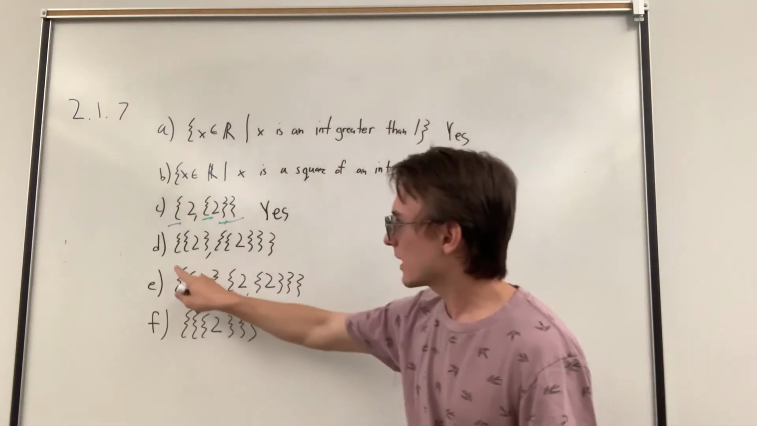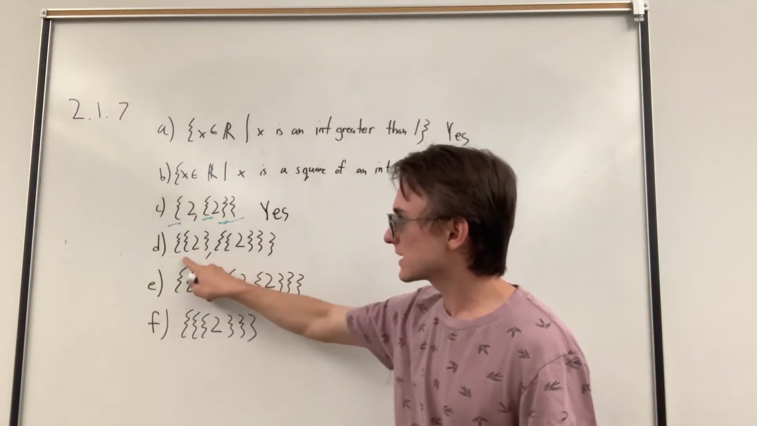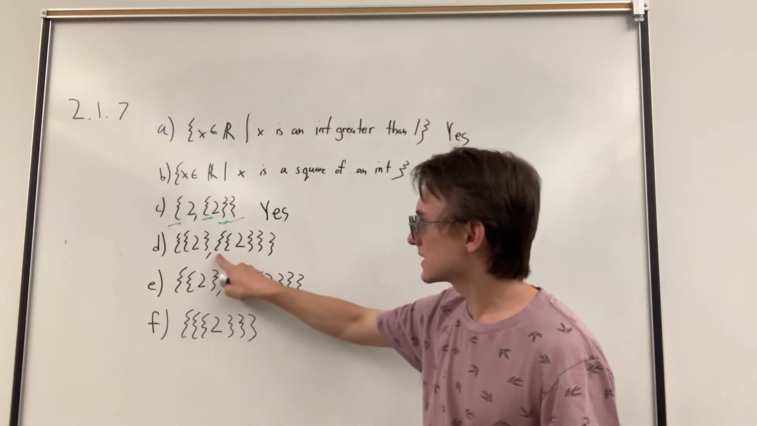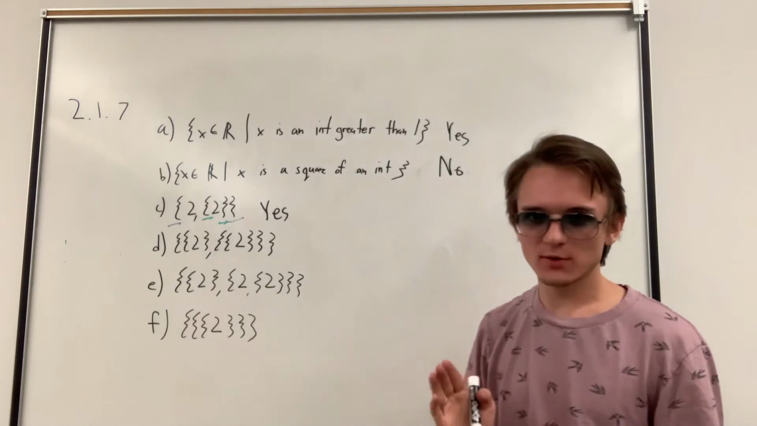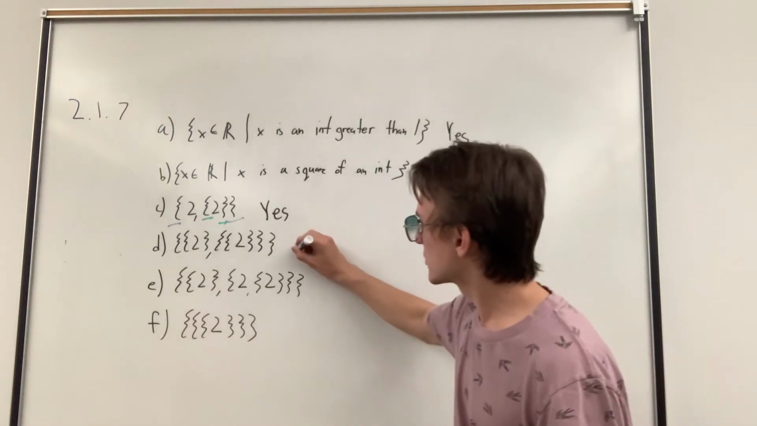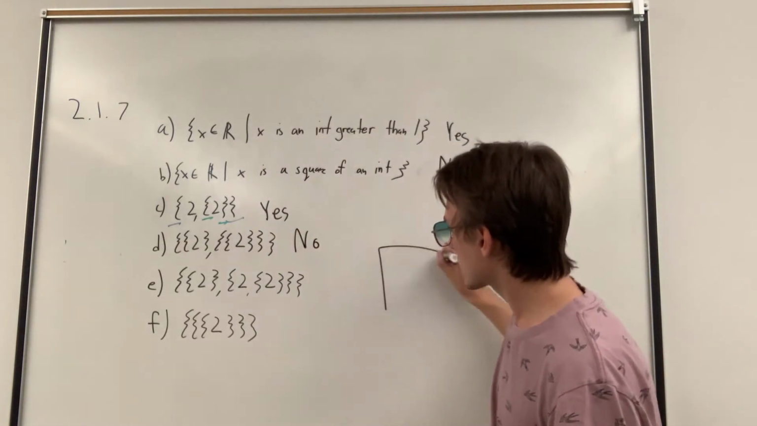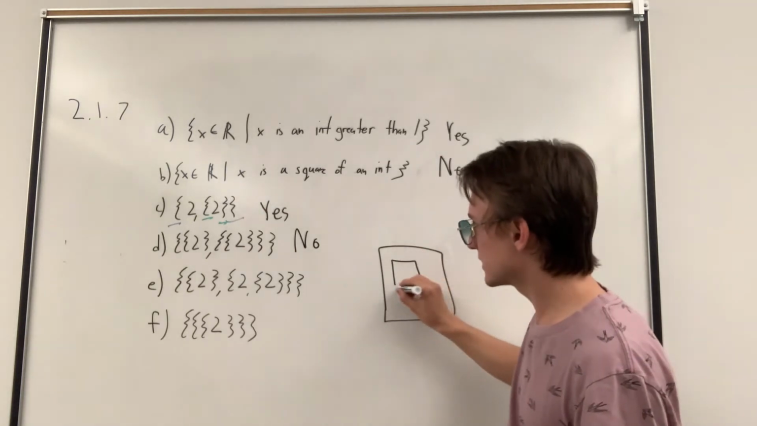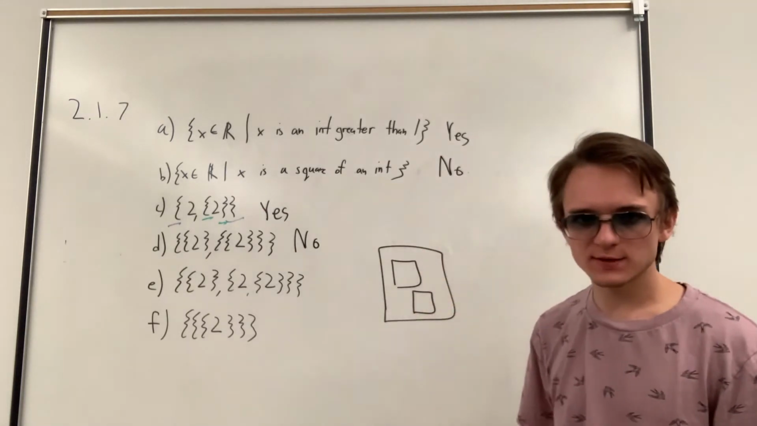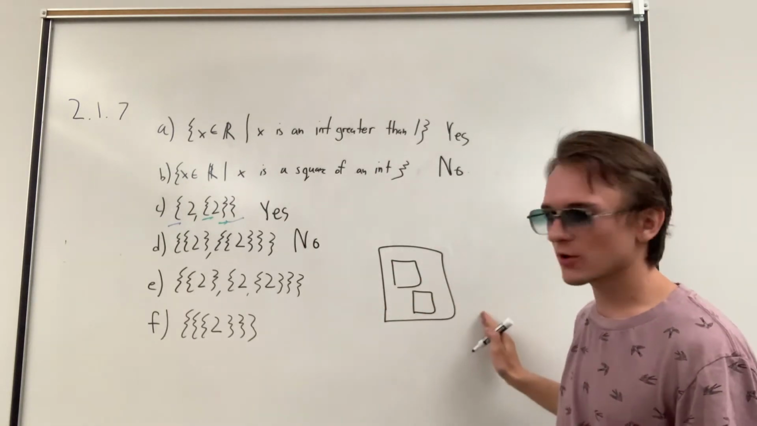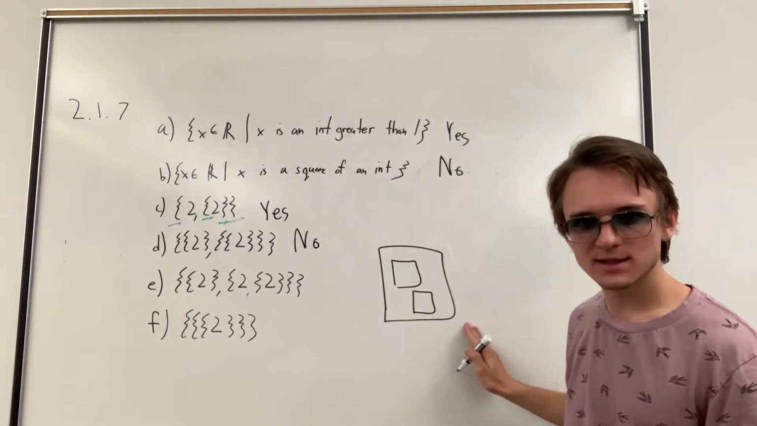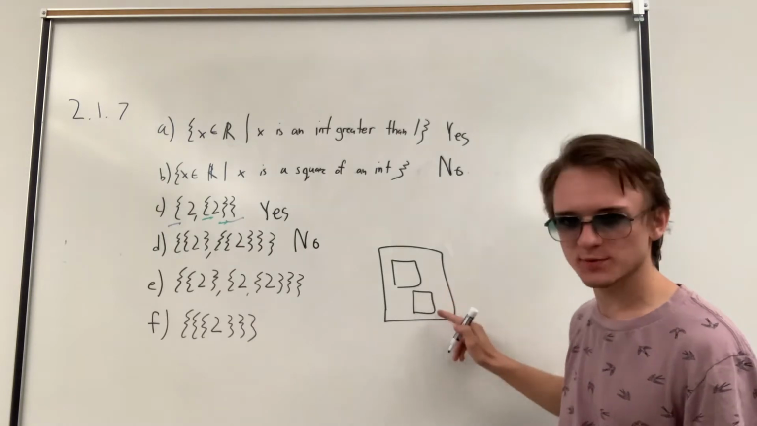Part D, we have the set which contains the set that contains 2 and the set that contains the set that contains 2. But we don't see 2 anywhere. So no, we have a box, but this box is just filled with other boxes. We don't know what's in those boxes. This outer curly bracket or set can't see if there's a 2 in one of those boxes.